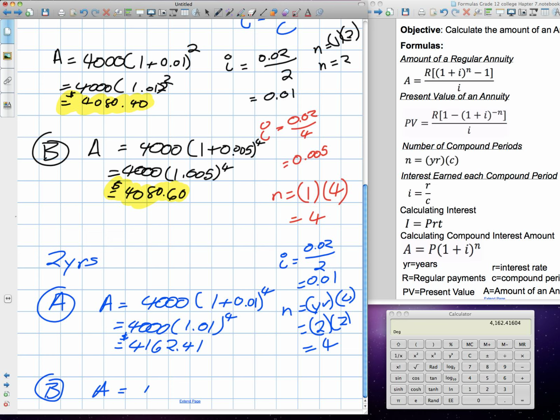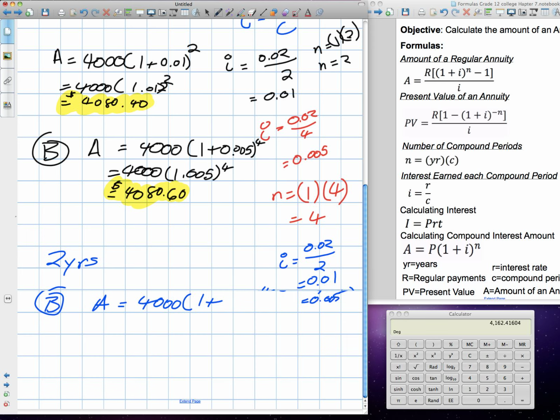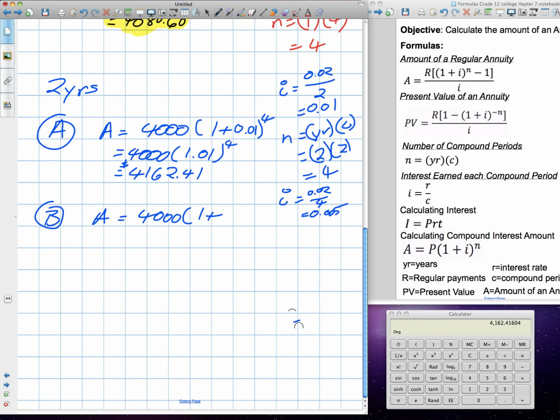And in the second example, where it was quarterly, I'm going to quickly do this one just so we can compare. 1 plus. Our I is 0.02 divided by 4. We already know what it is, 0.005. Our N is going to be a little different. N is the number of years, so it's 2 years, compounded 4 times a year. N is now 8.